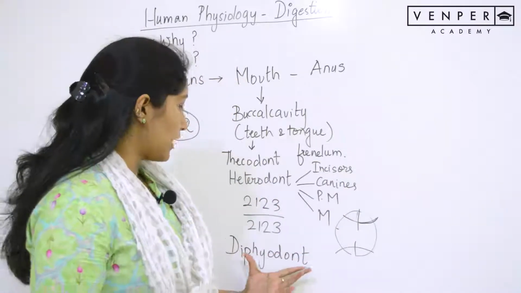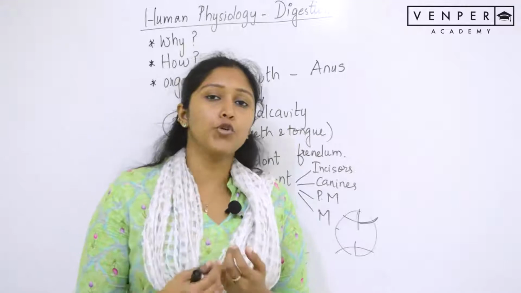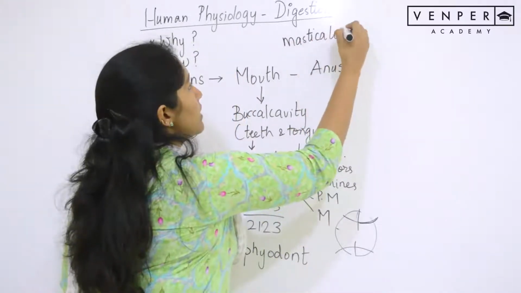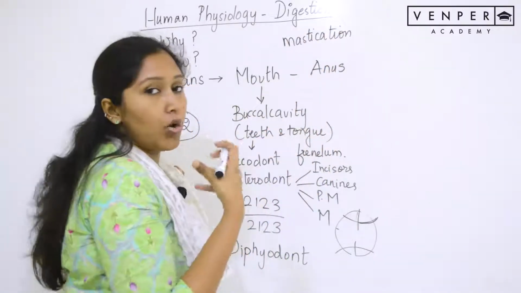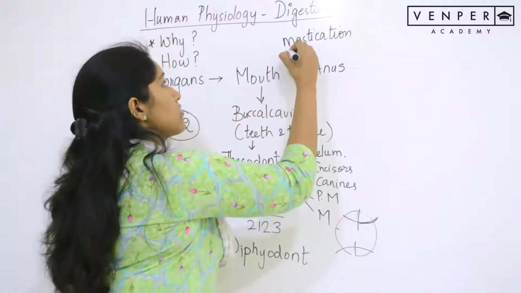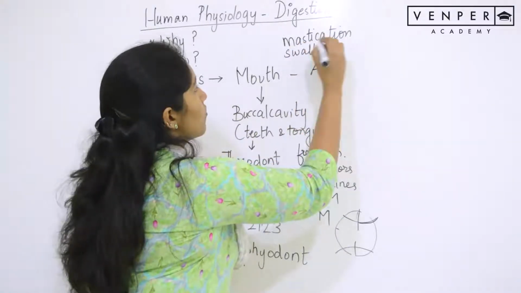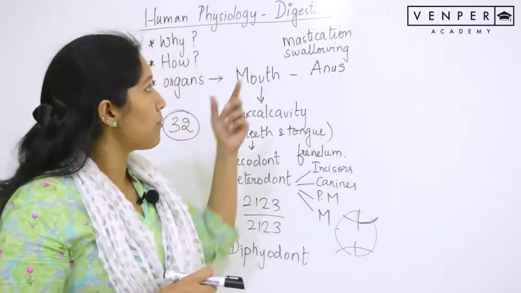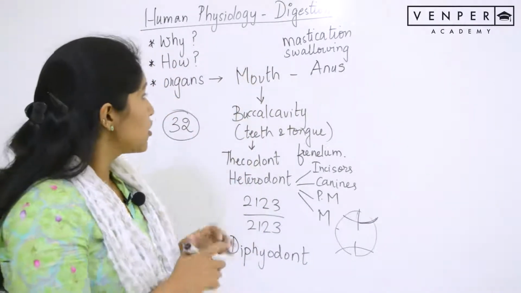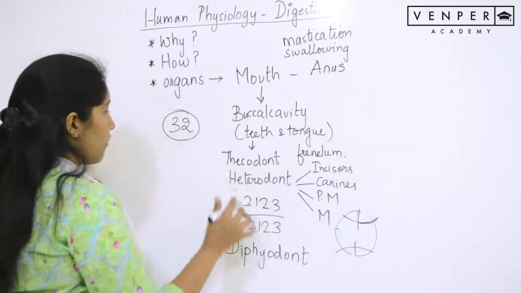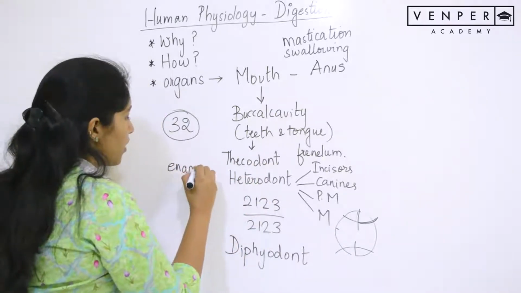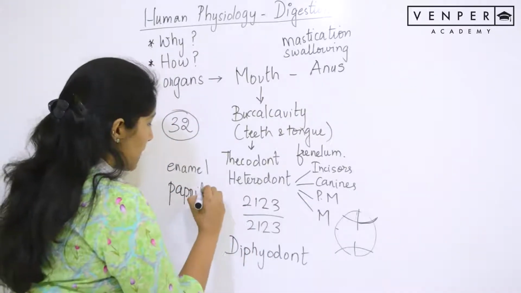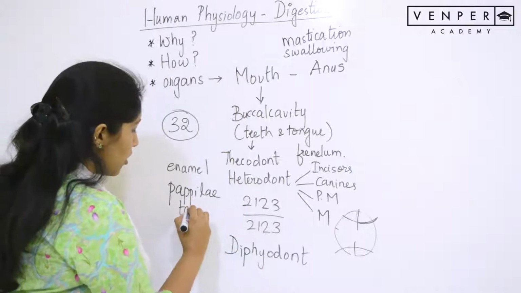The function of the oral cavity is to actually chew the food, that is called as mastication, and it helps in the swallowing of the food to reach the other organs of the digestive system. So the mastication is done with the help of the teeth. So another thing about the teeth is that it is covered by an enamel. The surface of the tongue has small projections called as papillae, and this contains your taste buds.